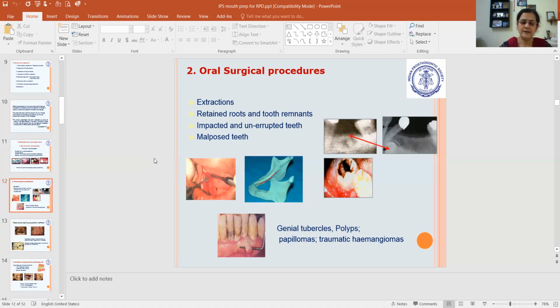Mylohyoid ridge, sometimes it is sharp. So these sharp ridges may interfere in all steps during construction of the partial denture, for example impression making. So these sharp edges should be surgically removed by bone trimming. Genial tuberculosis, polyps, papillomas, or traumatic hemangiomas should also be removed surgically to make the foundation tissue more comfortable.